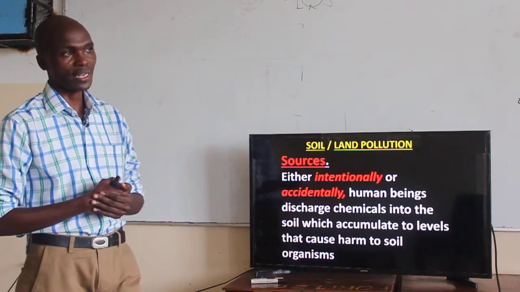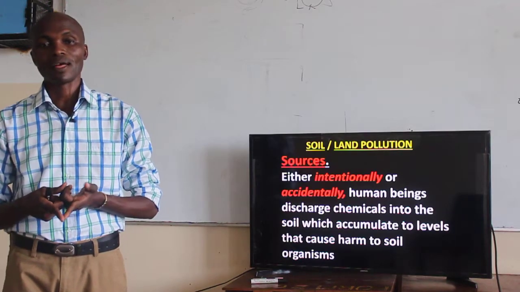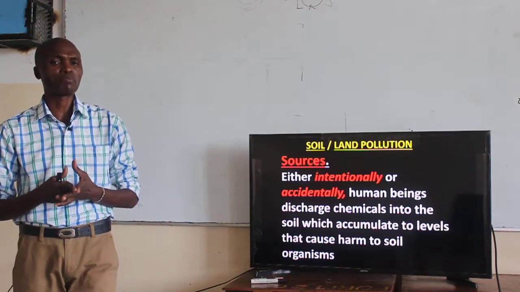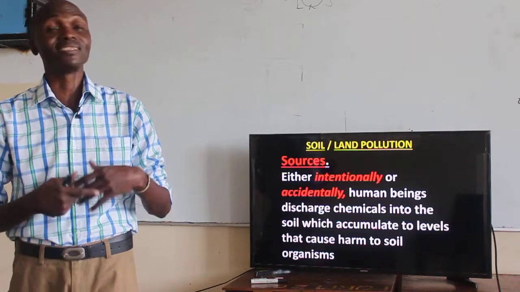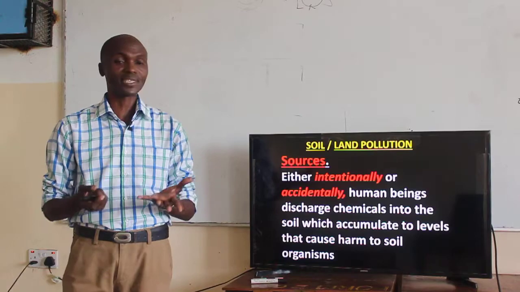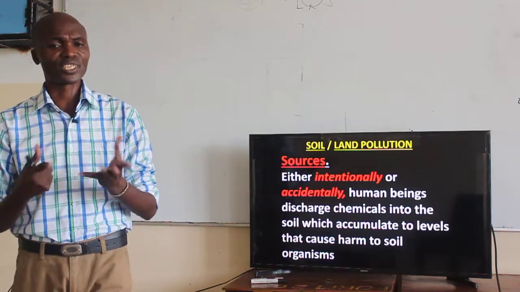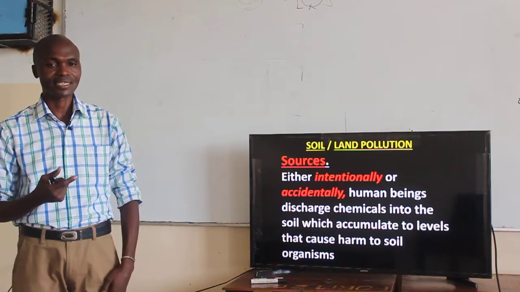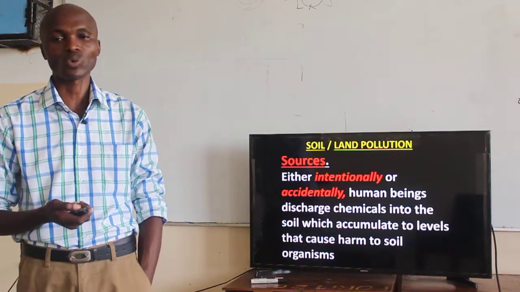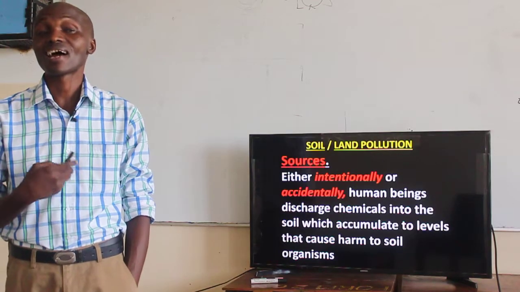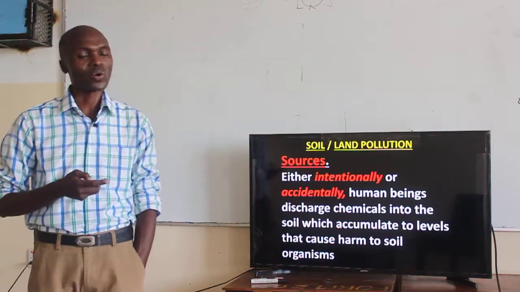So what are the sources of soil pollution? Now, most of the pollutants are either intentionally or accidentally discharged by human beings into the soil. For example, discharge of chemicals into the soil, where the discharge can be intentional or accidental. So when this discharge of waste materials or even other forms of energy, for example the nuclear waste, is deposited on the soil, and this amount accumulates to very high levels that can actually cause harm to organisms that thrive in the soil, then we can talk of soil pollution having a problem. So remember that these pollutants can either be intentionally introduced to the soil or it can be accidental.